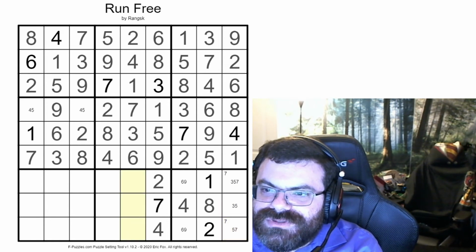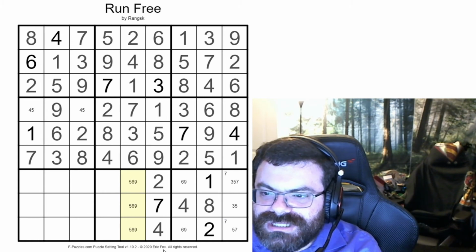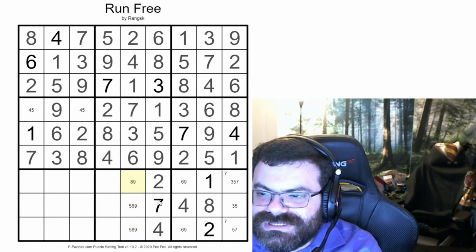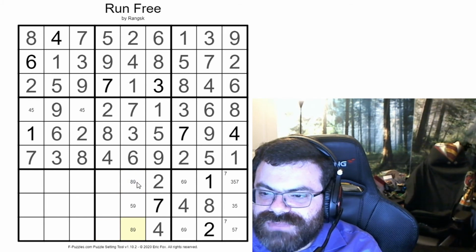This column, the remaining are 5, 8, and 9. This can't be 5. This can't be 8. And this can't be 5. So we have an 8, 9 pair. So this is the only place for a 5.